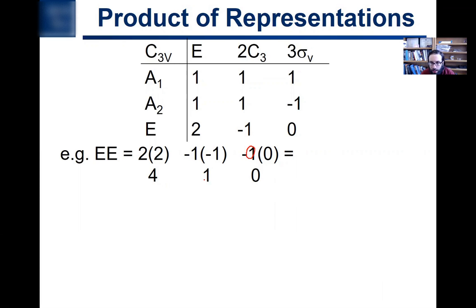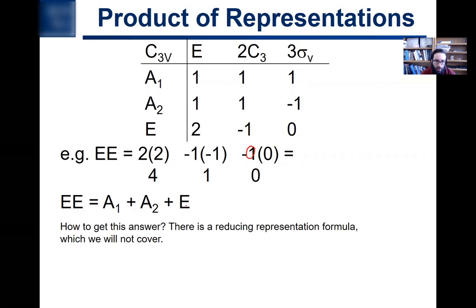Now you look at the character table and you're saying, well, there's no vector that equals 4, 1, and 0. So you have to decompose this. You have to figure out what combination of vectors equals 4, 1, and 0. This is what we call a reducible representation, because we can reduce it, we can decompose it into a combination of vectors. It turns out that A1 plus A2 plus E equals 4, 1, 0.